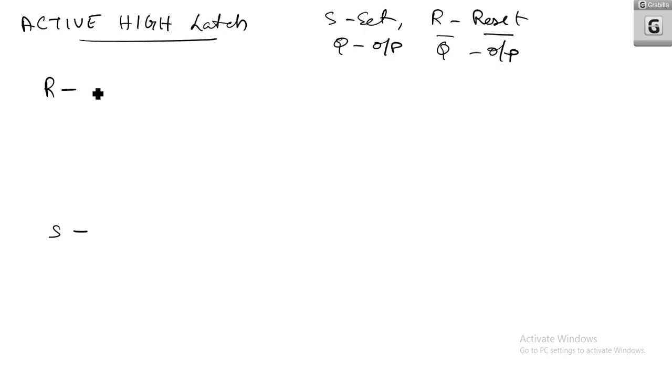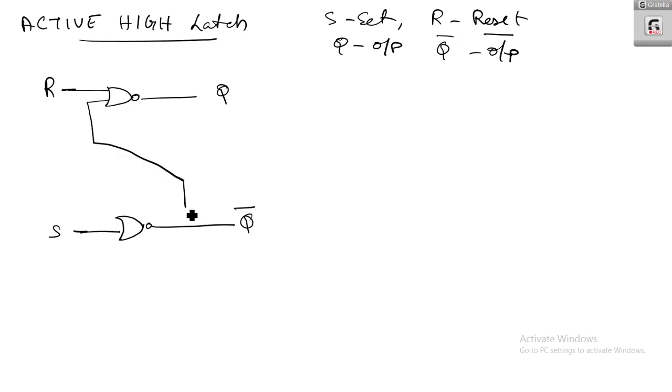Reset is given to a NOR gate, and you get the output Q. Here S is given to a NOR gate, and the output is Q bar. Now I am going to latch. That means this Q bar is fed back, and here this Q is fed back. I am taking these as gate 1 and gate 2.